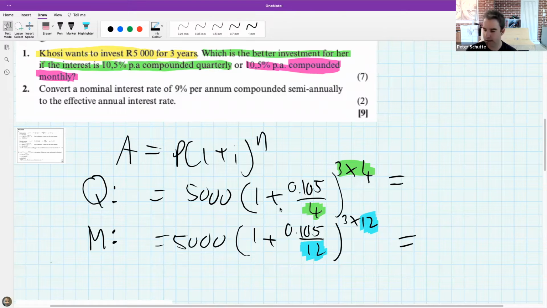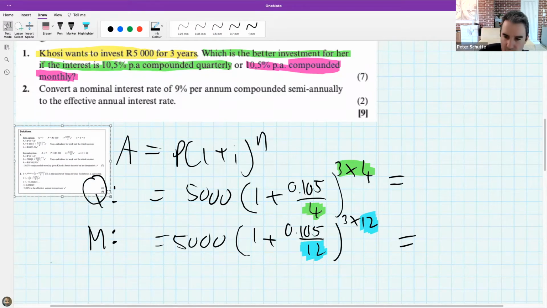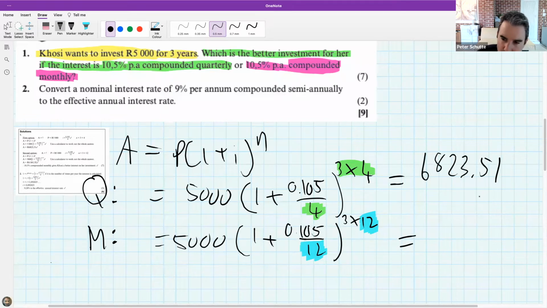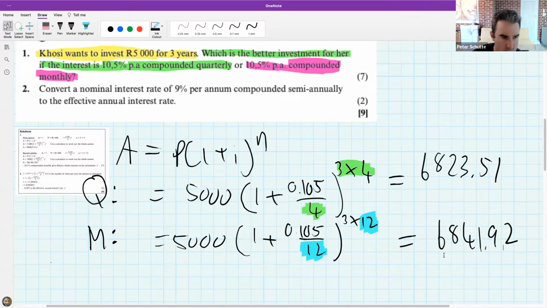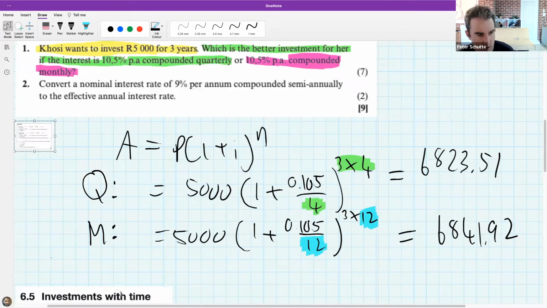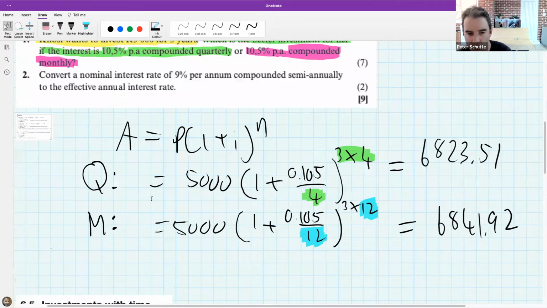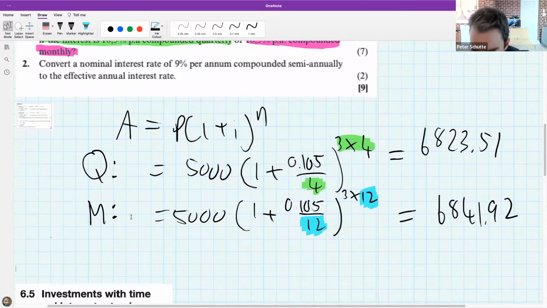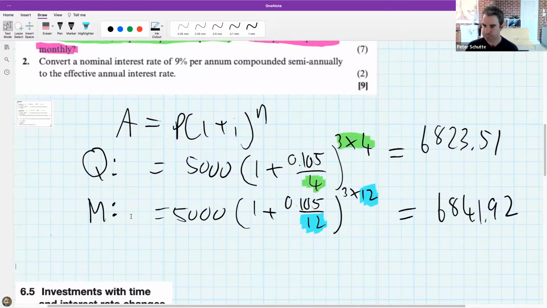All right. If we look at the answers we should be getting, I'm just going to sneak here and use my thing. You should be getting 6823.51. And then for the second one, you should get 6841.92. Okay, thank you, sir. Okay, so out of those 2 options, which of the 2 do you think is better? Which is the investment that you would prefer to have? Would it be the Q or the M?